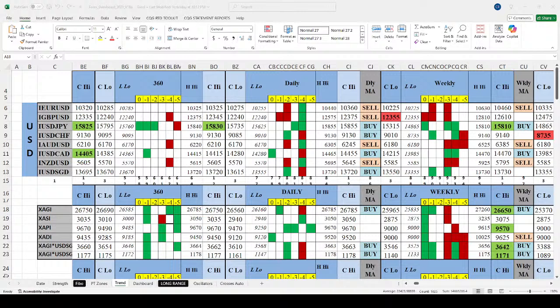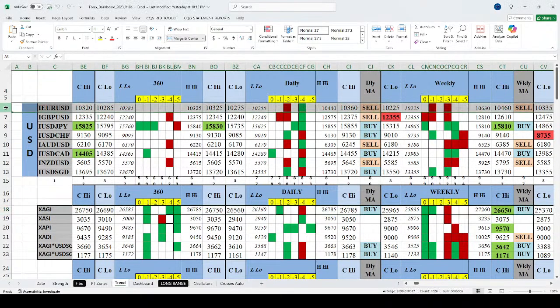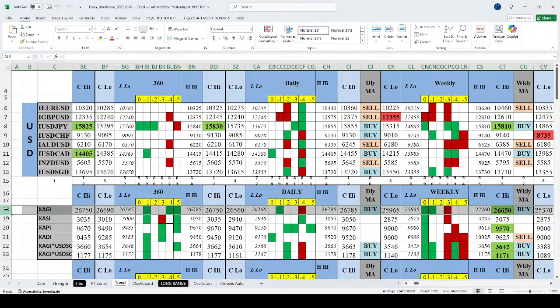So now let me explain to you how the system works. This is your euro dollar. Let's say we talk about euro dollar, or maybe we'll talk about gold, since we have been concentrating just on this. Basically the system would tell you the stop loss, entry, exit, and the trend directions.